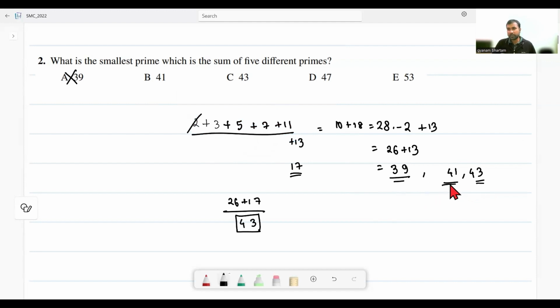Now 41 is not possible because if you go with the 17, the lowest sum, okay, we are not going to include 13, a higher number, because we have to find the smallest one. So smallest means we can remove 2, right? This is the smallest value we can have. For 41, if you observe, so if you subtract 41 minus 17, it's going to give you 24, right? And for 24 to 28, you need to subtract 4. 4 we cannot subtract. We can subtract 5, we can subtract 3. So it's not possible. So 43 is the answer.